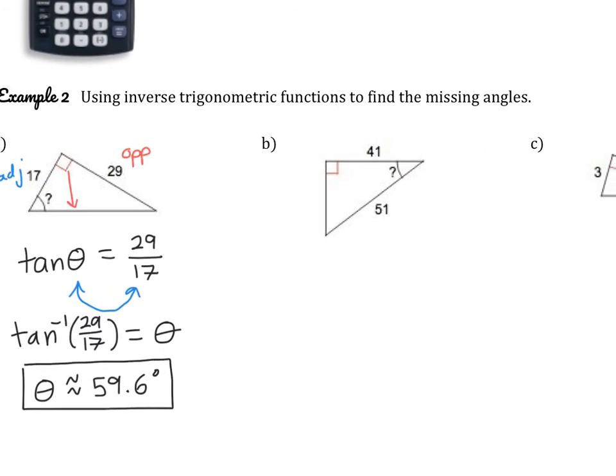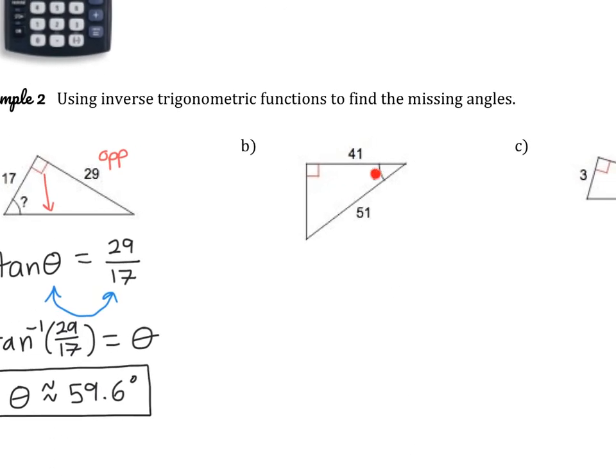Okay, let's try example B. Again, this is the angle we're trying to find. I can see that this is the hypotenuse because it's across from our 90-degree angle. And this side length is touching our angle, so we would call it the adjacent side. So we ask ourselves, which trig function uses adjacent and hypotenuse? That would be cosine. So we say cosine of the angle theta, we don't know it. Cosine is adjacent over hypotenuse, so it's equal to 41 over 51.